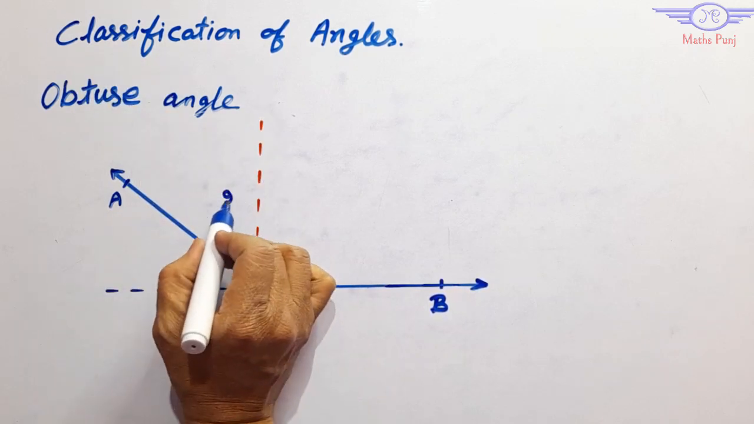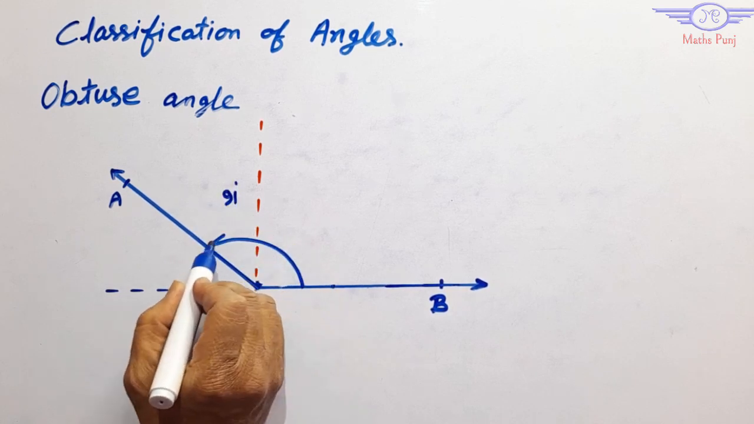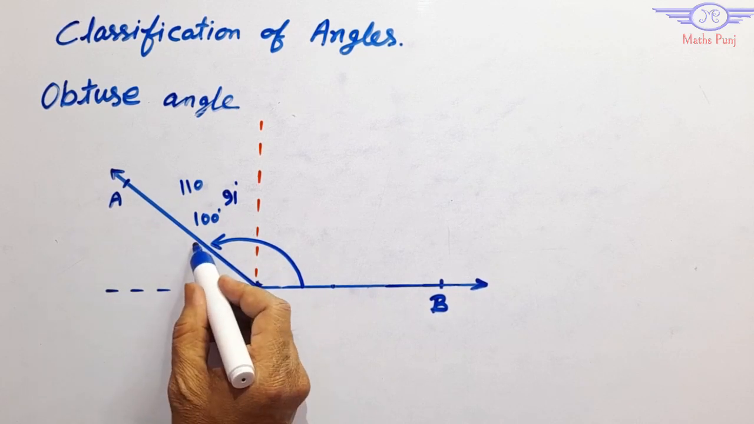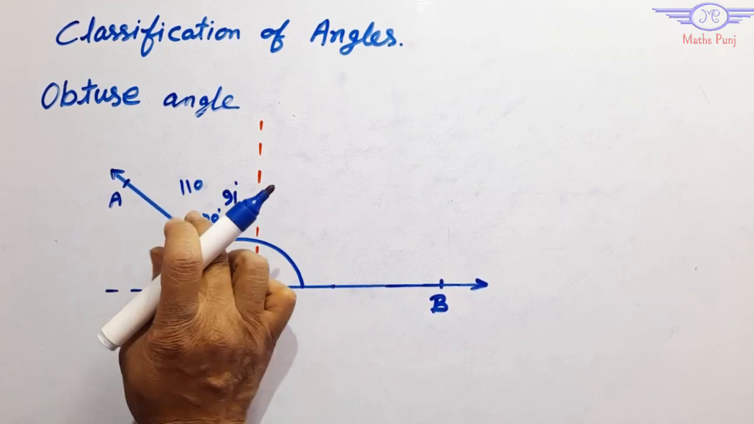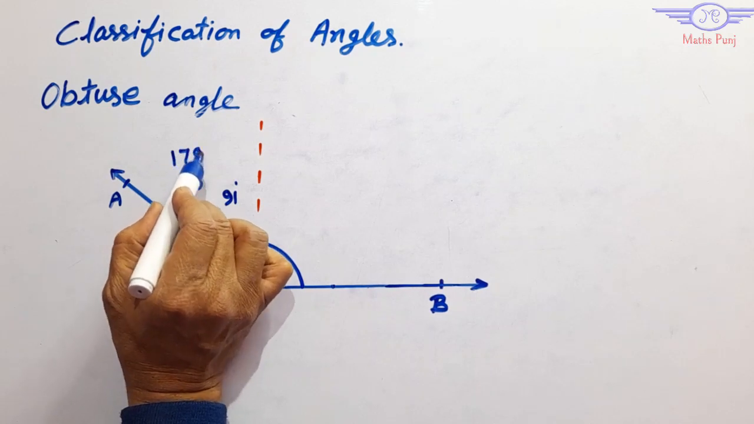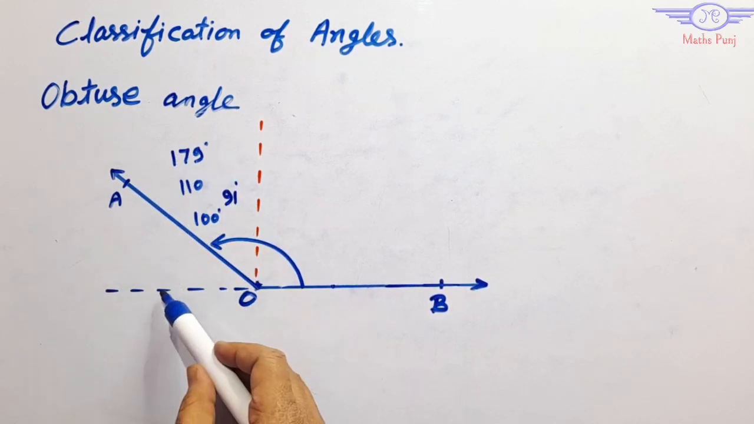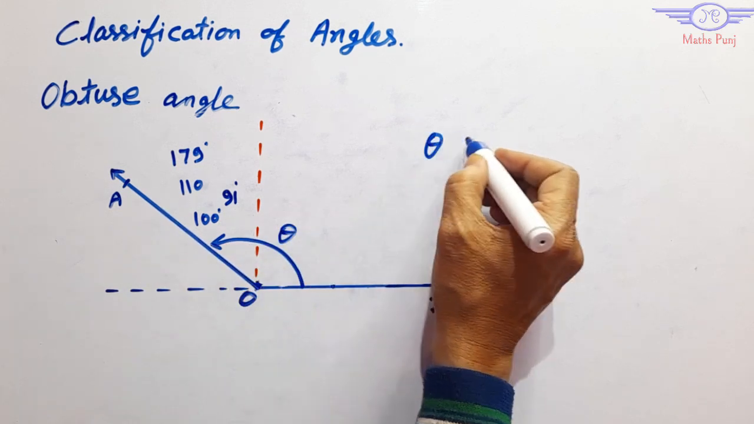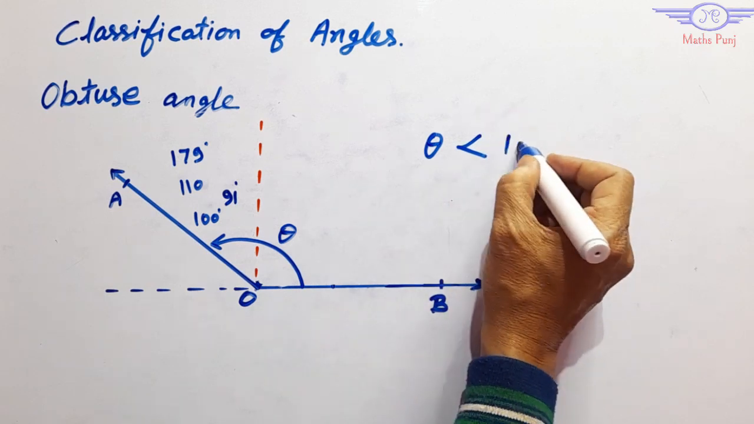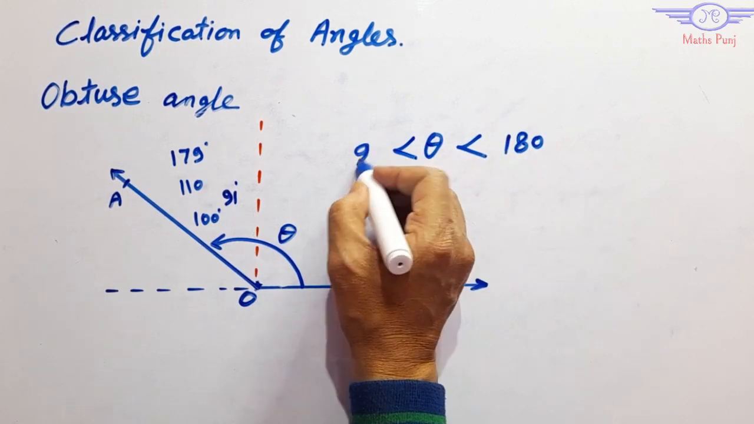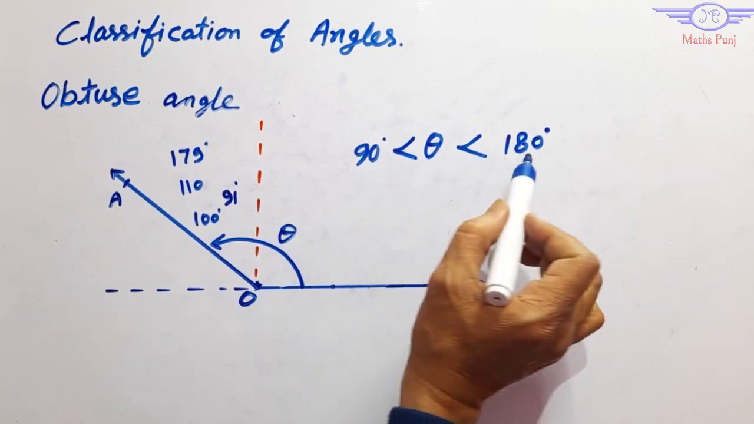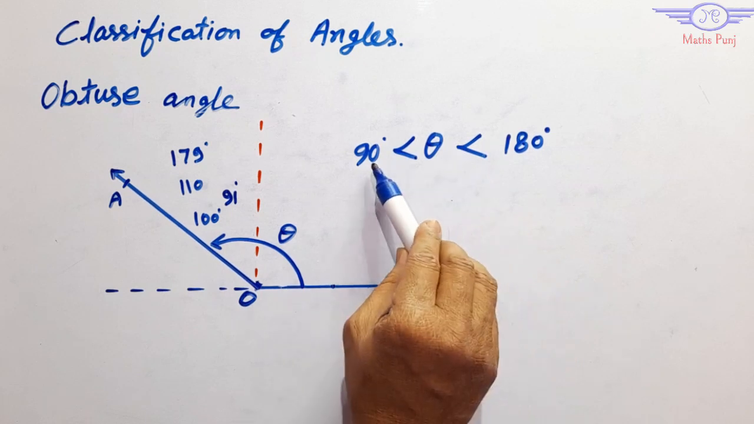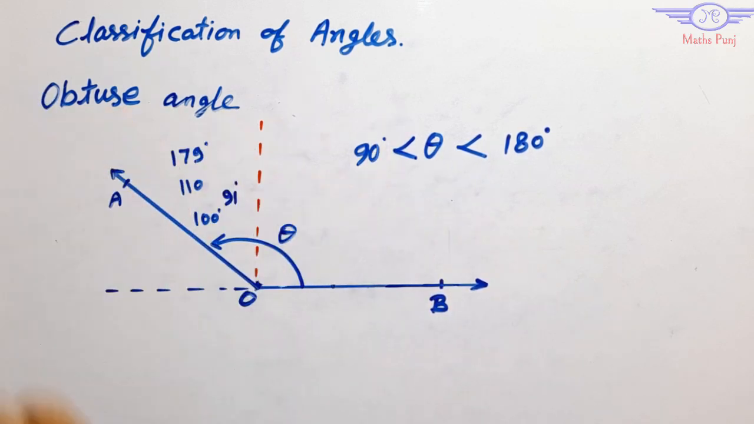It may be 91 degrees, 100 degrees, or 110 degrees, but always less than 180 degrees. It can even measure 179 degrees and still be an obtuse angle. If it is theta, then theta is less than 180 degrees but greater than 90 degrees. It is not equal to 90 degrees and not equal to 180 degrees; an angle always less than 180 degrees and greater than 90 degrees is called an obtuse angle.